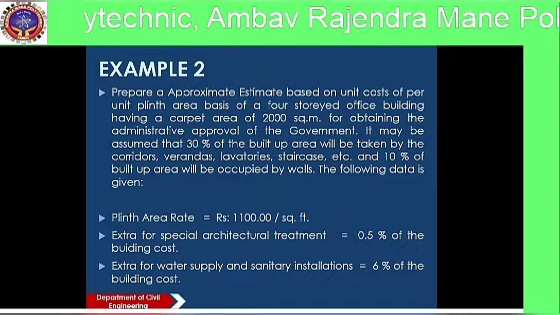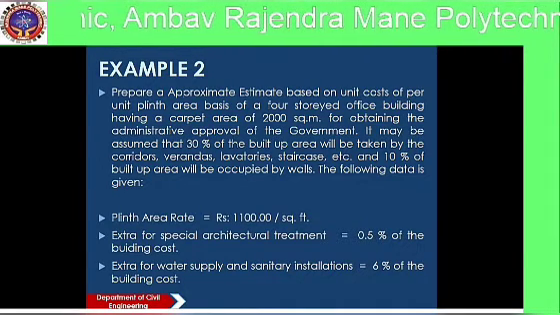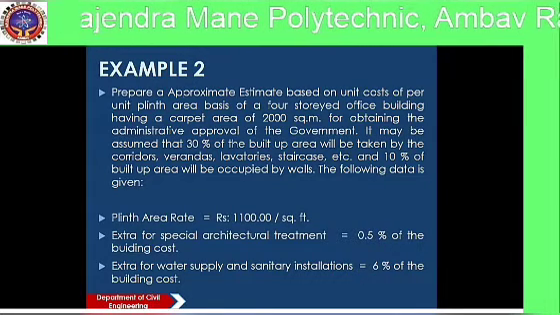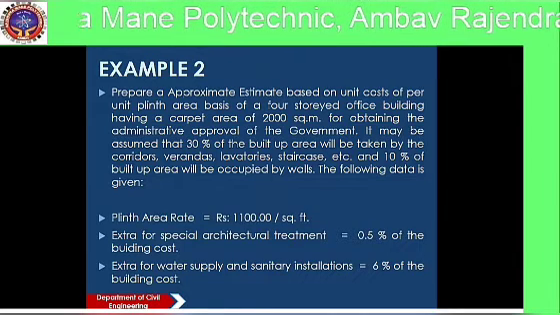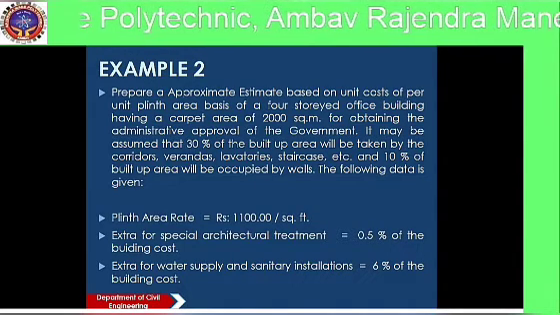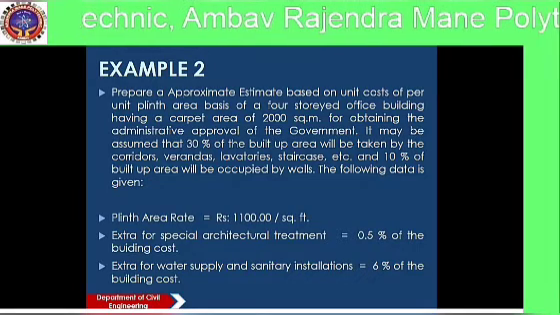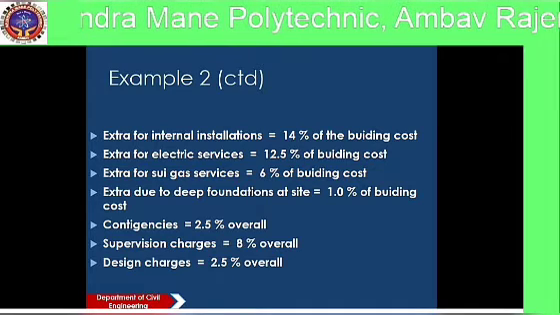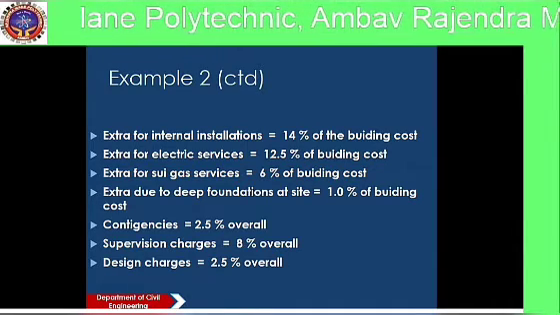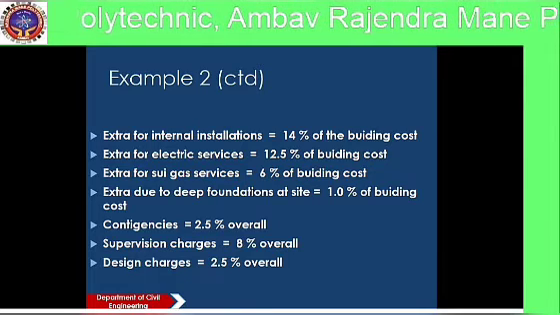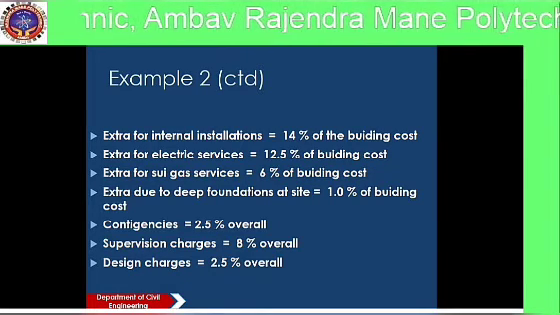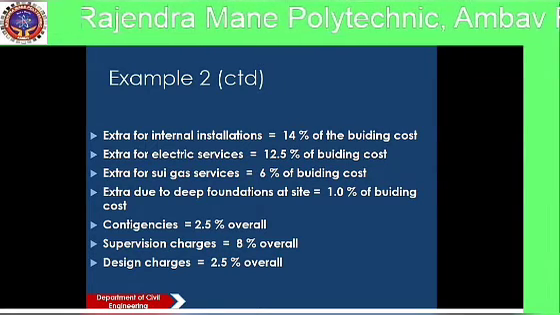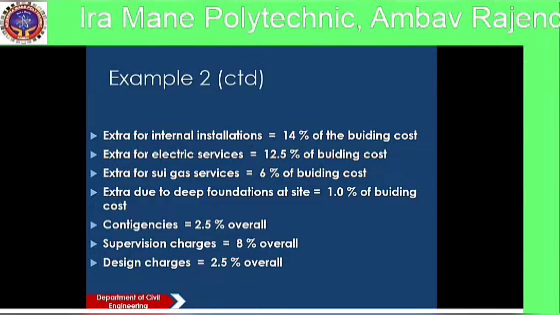The plinth area rate is 1,100 per square feet. Extra for special architectural treatment 0.5% of the cost of the building. Extra for water supply and sanitary installation 6% of the building cost. Extra for internal installations 14%. Extra for electric services 12.5% of building cost. Extra for gas services 6% of building cost. Extra due to deep foundations at site 1% of the building cost. Contingencies 2.5%. Supervision charges 8% and design charges 2.5%.